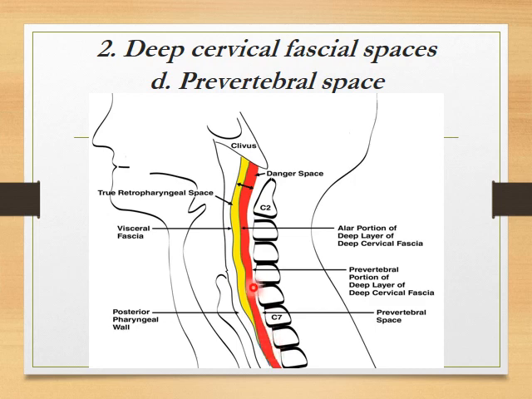The other deep cervical fascia space is the prevertebral space. This red color is the prevertebral space. It is rarely involved due to an odontogenic infection because the prevertebral fascia is firmly adhered to the vertebral bodies. This potential space extends from the base of the skull to the coccyx. It is located anterior to the vertebral bodies and behind the prevertebral fascia.